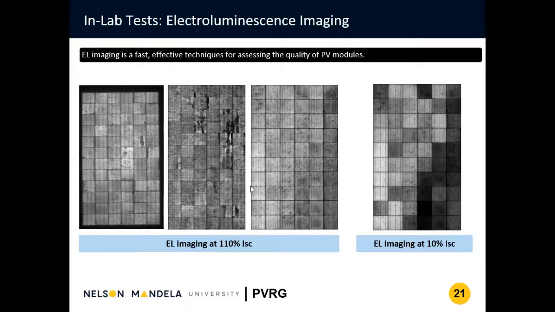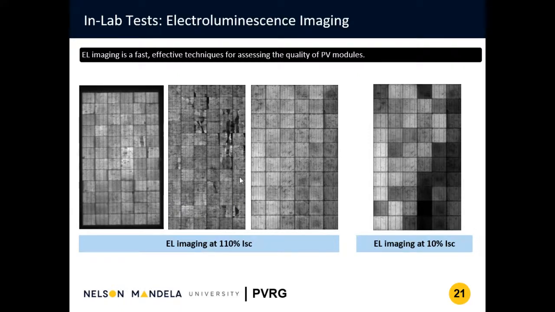this checkerboard pattern of cell intensity varying a lot from one cell to another. And this is often indicating some form of PID present in the module.